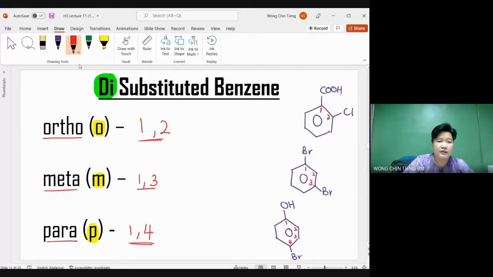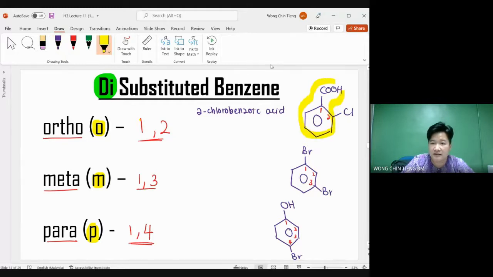Okay, so nama dia akan jadi apa? Kat sini, nama dia akan jadi 2-chloro. Kalau cara biasa kita tulis, kita akan tulis 2-chlorobenzoic acid. Alright, benzoic acid sebab kamu ada COOH kat sini. So that is my benzoic acid. 1, 2, so 2-chloro. Sekarang, selain daripada tulis 2-chloro, kita boleh ganti dengan O, ortho, sebab 1, 2 position. O dash chlorobenzoic acid.